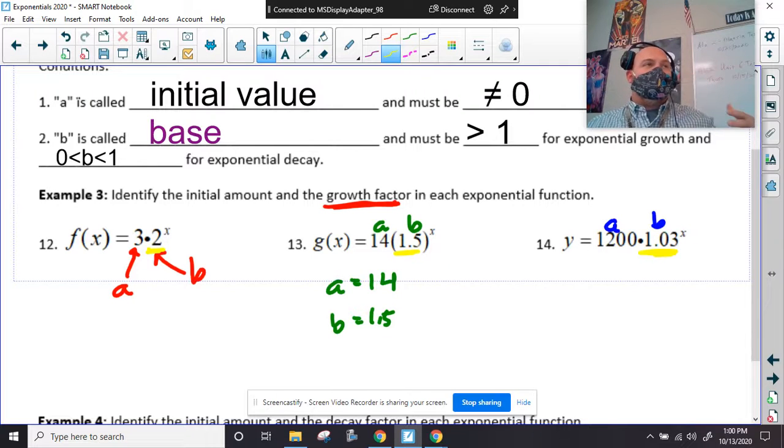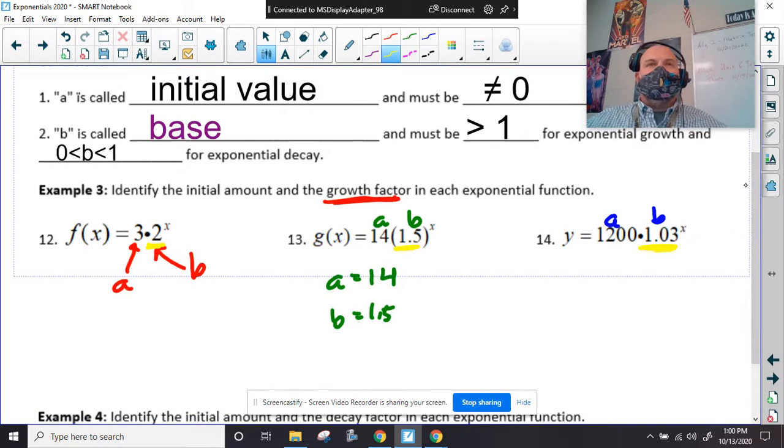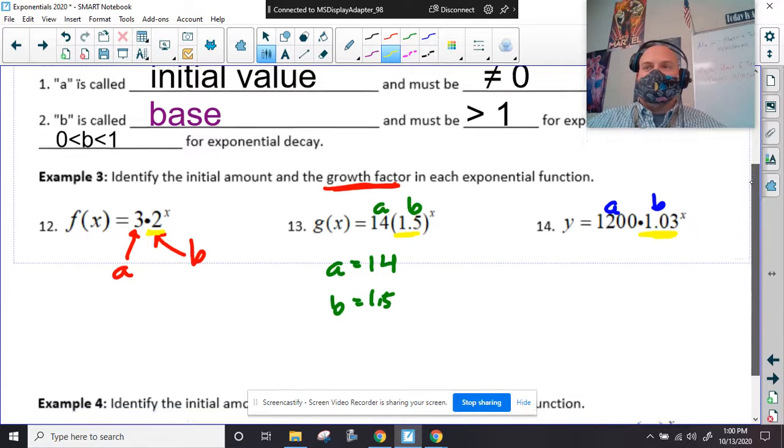Now, silly me, a couple of years ago I read the directions wrong, and I'm like, is this growth or decay? And they're like, it's all growth. Because I didn't read the directions. I was really hopped up on caffeine that day. It was awesome. When you get a lot of caffeine in you where you can smell colors. Yeah, that's awesome.